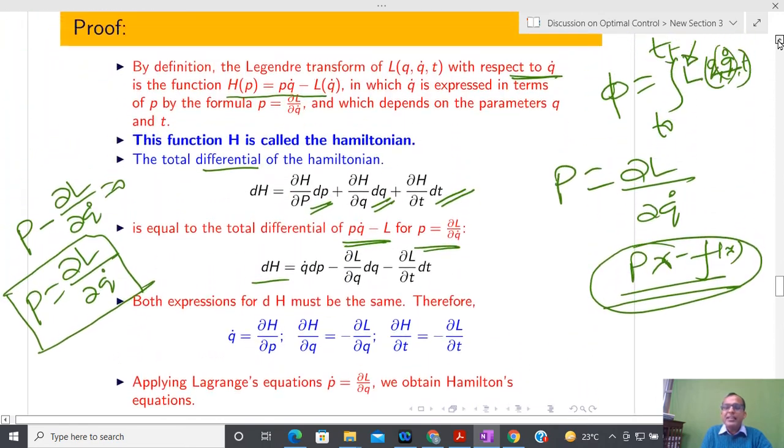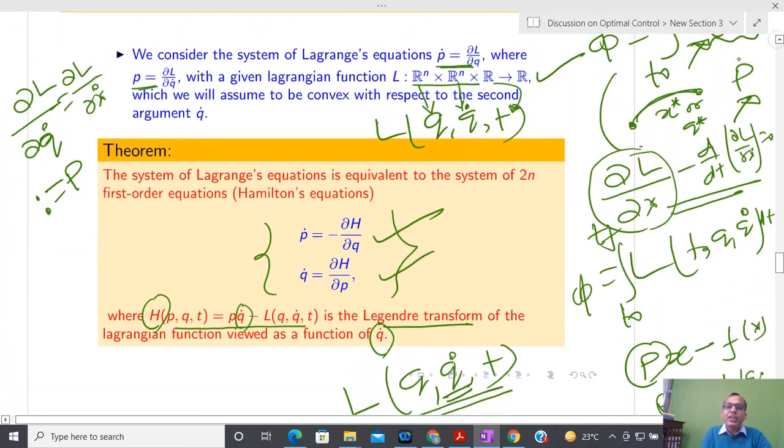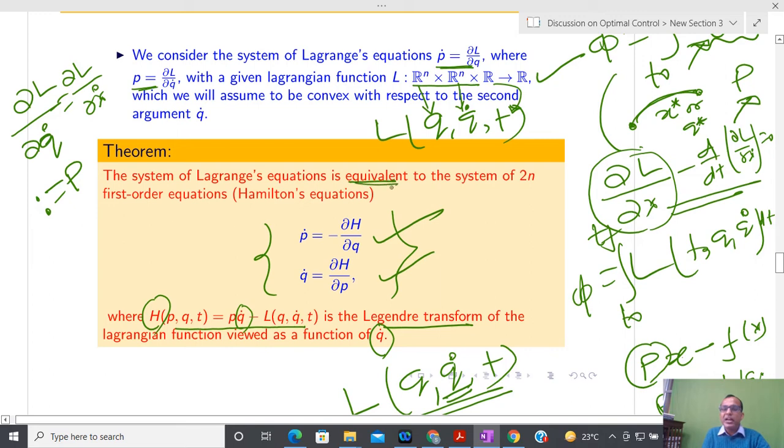Okay, so basically here we are talking about equivalence, and whenever we talk about equivalence, it means that if you assume the Lagrangian equation, then this condition will be satisfied. If this condition comes into picture, then the Lagrangian equation should be satisfied. So if you substitute this condition inside the Lagrangian equation, then automatically that will be satisfied.